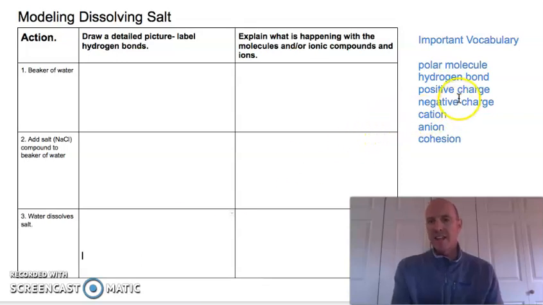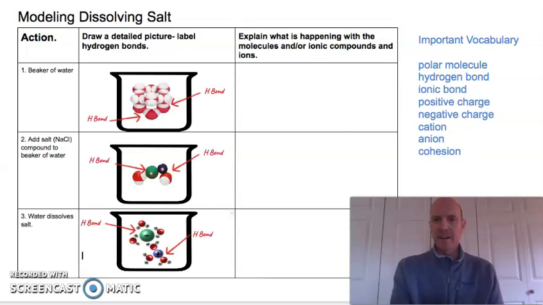When you're done, you want to do your best to explain what is happening in each one of these situations. And here's some great vocabulary for you: hydrogen bond, polar molecule, cohesion, anion, cation. And I know I cheated a little bit here, but here is my picture of it with the water molecules. I'm pointing out the hydrogen bonds and the sodium chloride in there that gets separated. So do your best to draw those pictures and explain what's happening in there.